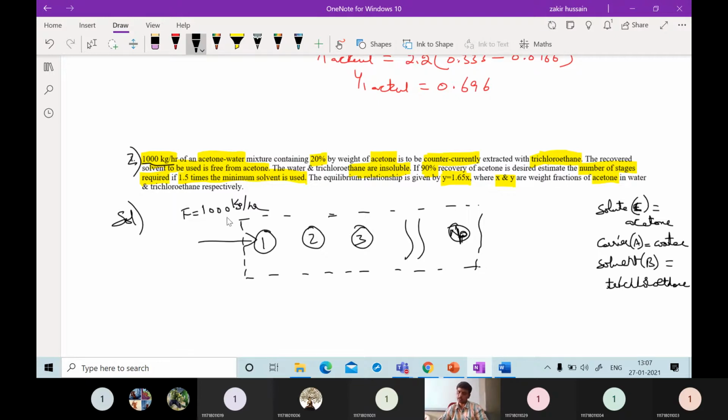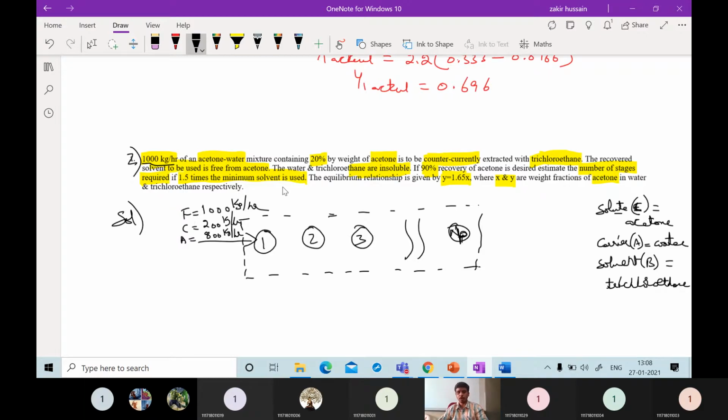Out of this 1000 kg per hour of mixture, 20% by weight is acetone, so C is 20 percent of 1000, which is 200 kg per hour of solute. The remaining 80% is the carrier, so A is equal to 800. 800 plus 200 is 1000, so F is equal to 1000.